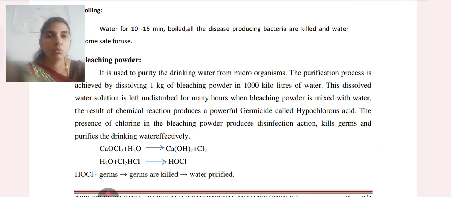CaOCl2 plus H2O gives Ca(OH)2 plus Cl2. H2O plus Cl2 gives HCl plus HOCl. HOCl plus germs gives germs killed, or water purified. Thank you.